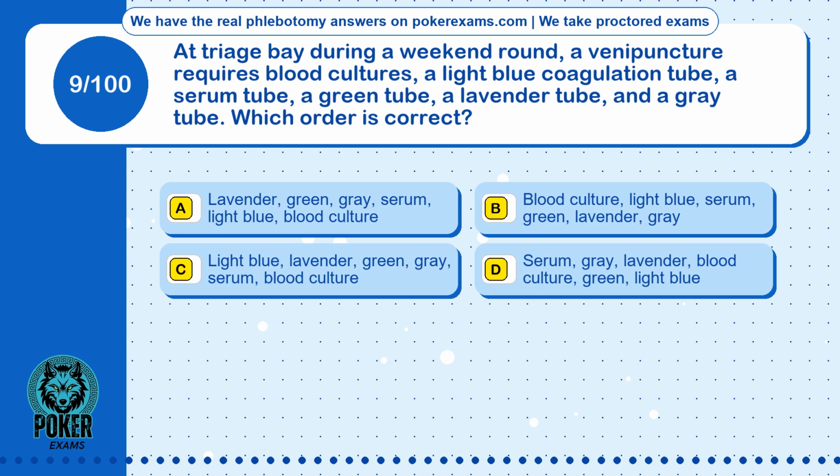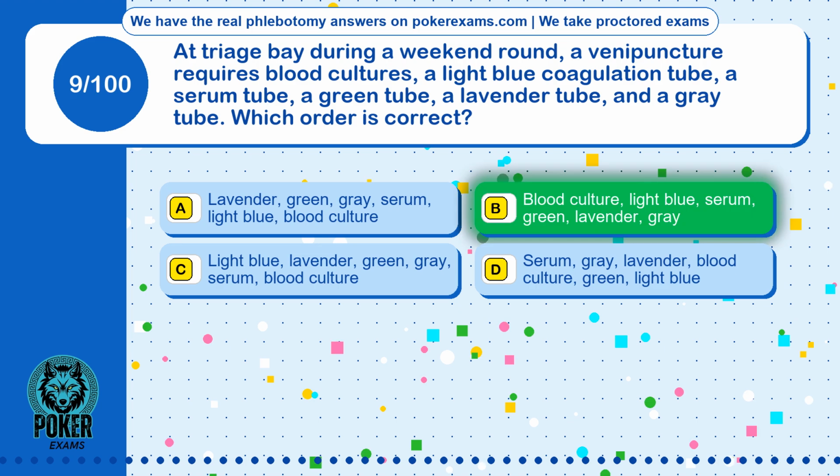Option B. Blood culture, light blue, serum, green, lavender, gray. Option C. Light blue, lavender, green, gray, serum, blood culture. Option D. Serum, gray, lavender, blood culture, green, light blue.